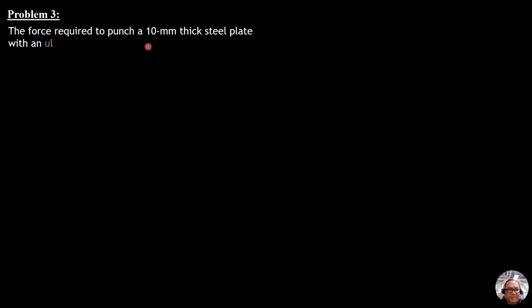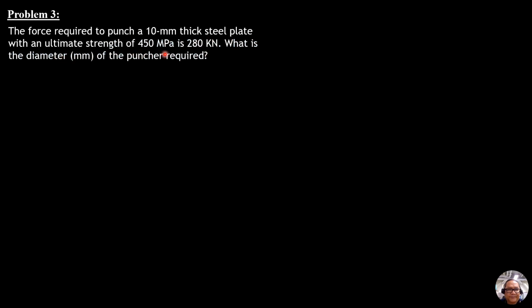The force required to punch a 10 millimeter thick steel plate with an ultimate strength of 450 megapascals is 280 kilonewtons. What is the diameter in mm of the puncher required? So the formula for punching shear stress is load P divided by the shear area, which is the shearing area, which is pi dt. So punching shear stress is P over pi dt, where D is the unknown here.